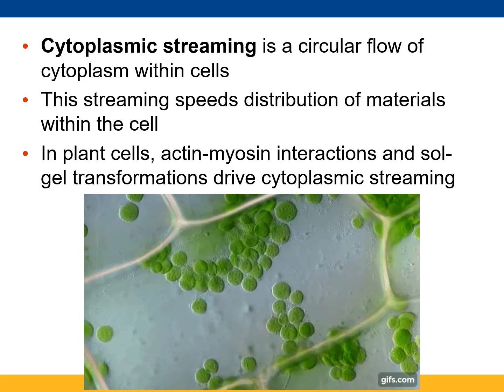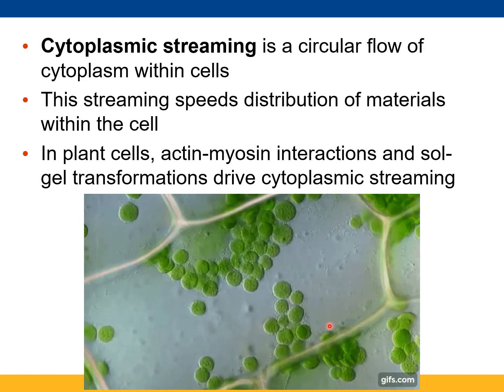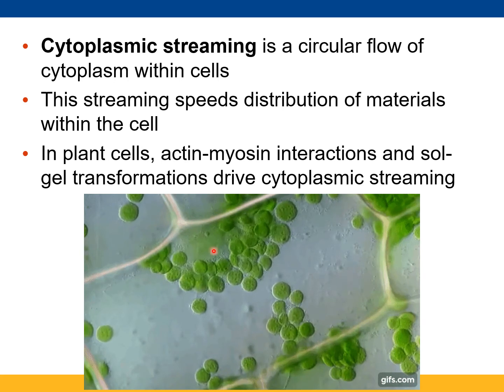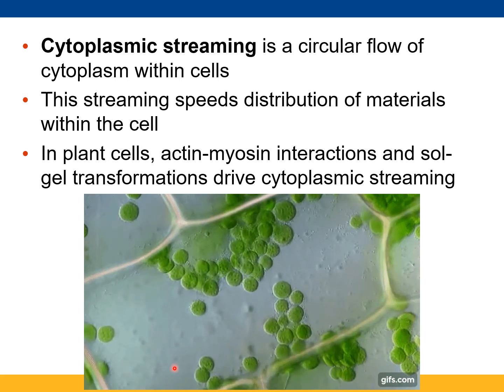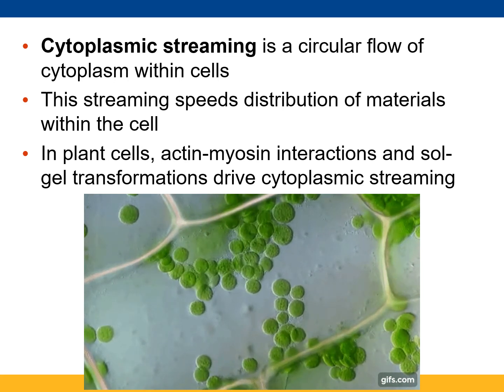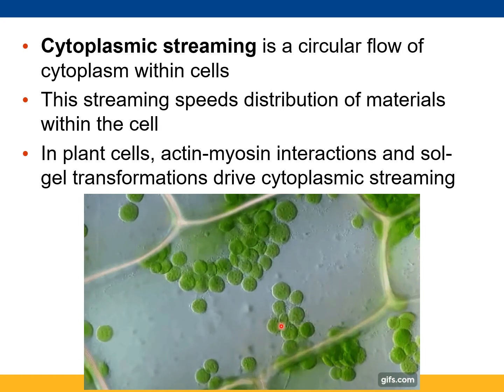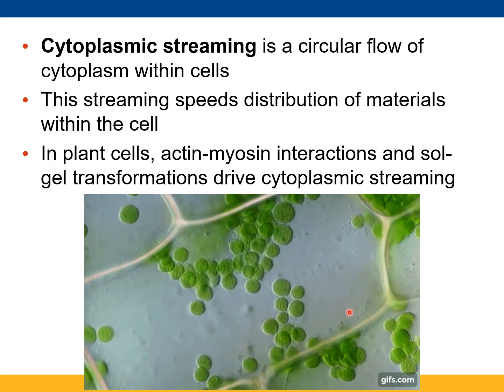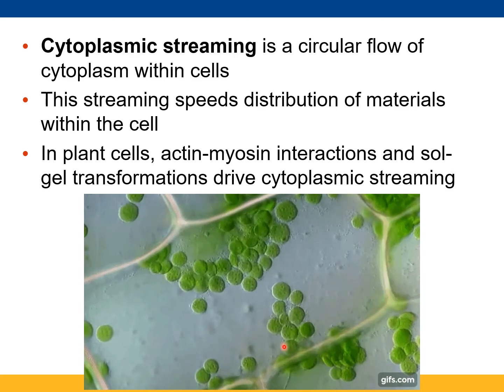And here's a nice view of cytoplasmic streaming in what's called an Elodea. That's a type of plant we often use to observe plant cell function. So you can see that movement there. That's caused by actin and myosin interactions that then cause the cytoplasm to stream.